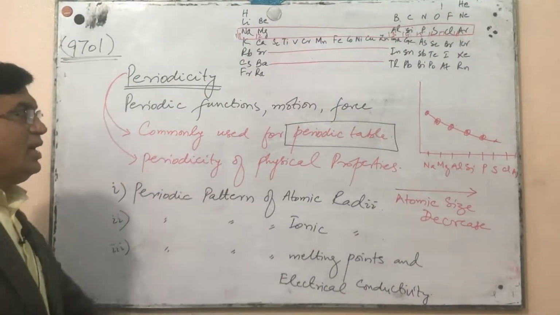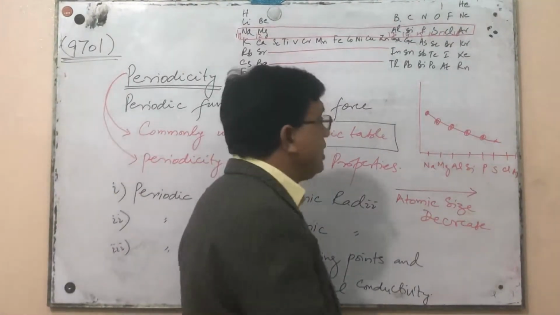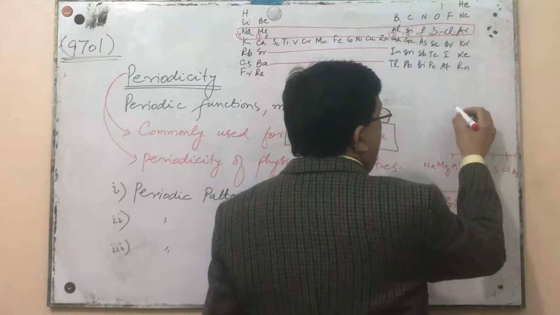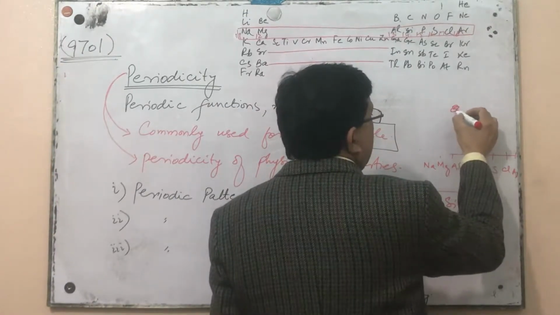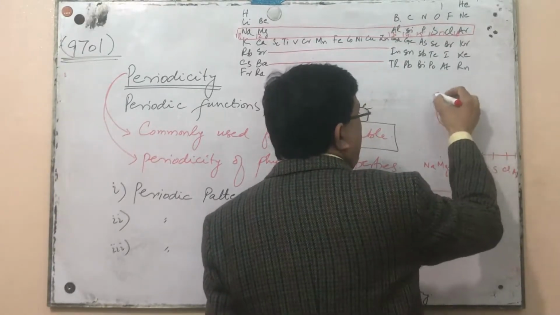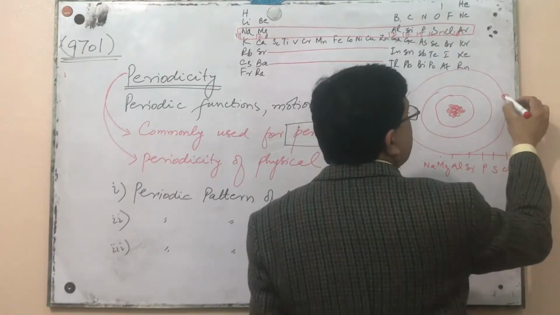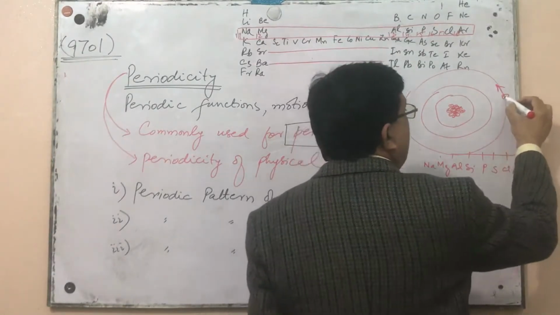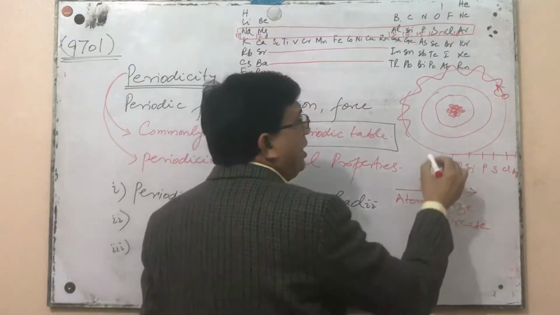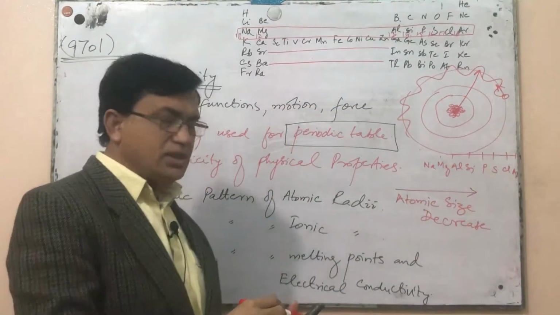Now, the atomic radius is not easily calculated. Why? Because in an atom, we know that electrons are revolving around the nucleus in the shells, and electrons show dual nature. They act as particles, and they also have a wave nature. That's why calculating the exact distance from the nucleus to the outermost shell is not possible.